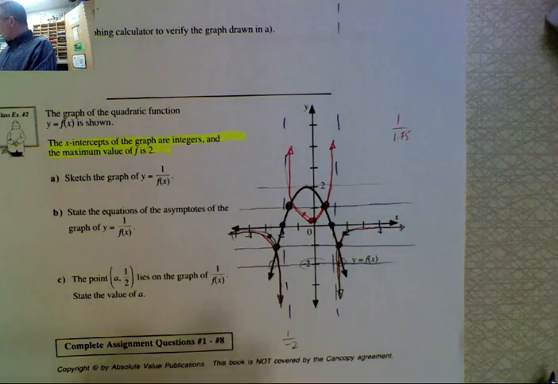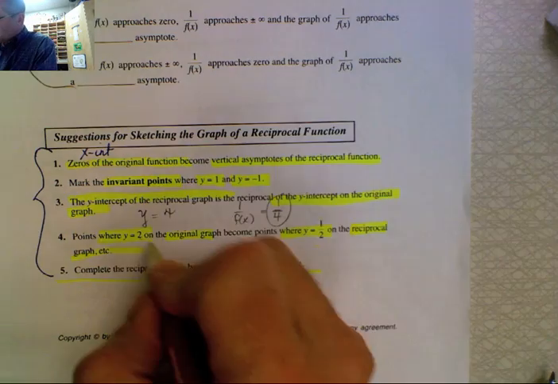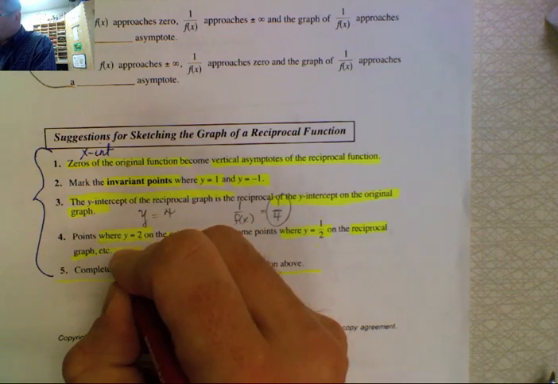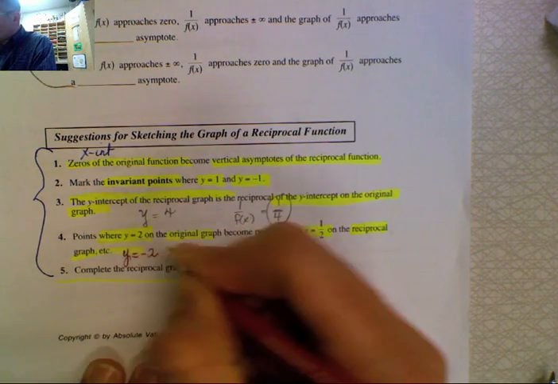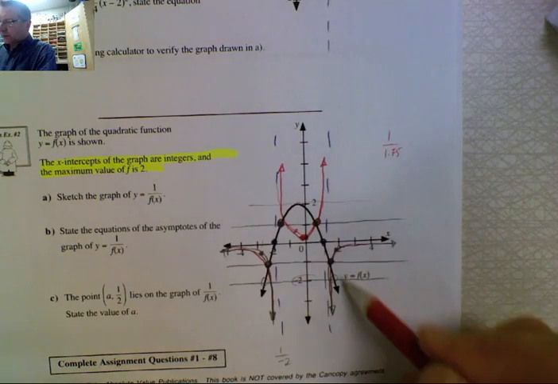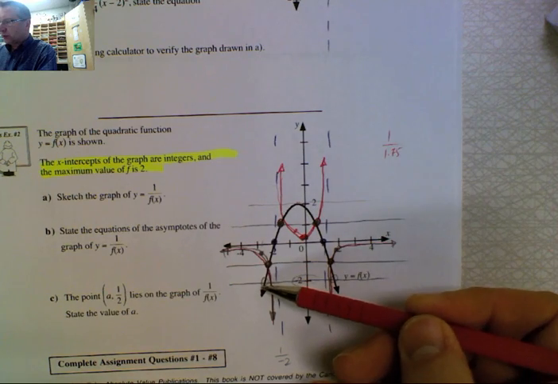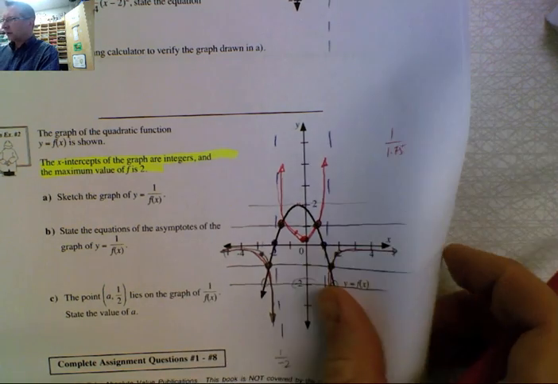So something else we can add to the steps that we have on the previous page is don't only look at the line y equals 2, but also look at the line y equals -2. Because sometimes when your graph curves downward, you don't have points at +2, but you do have points at -2 that you can use.